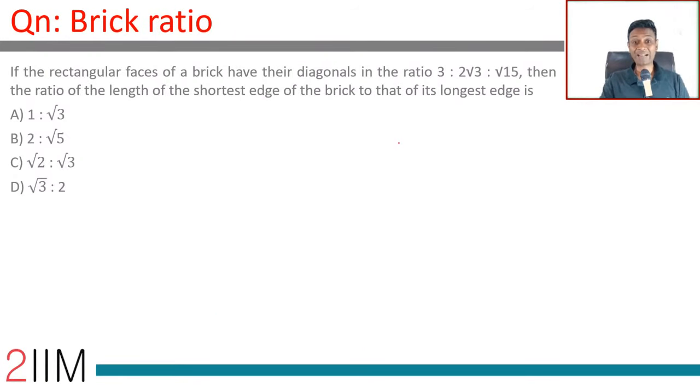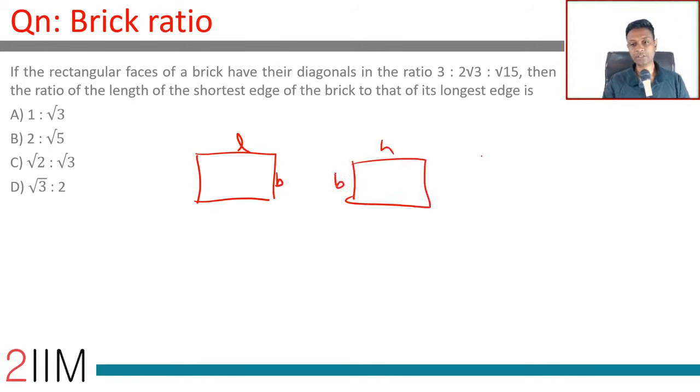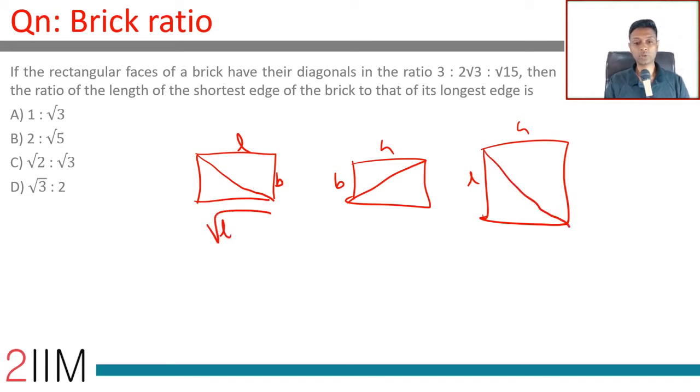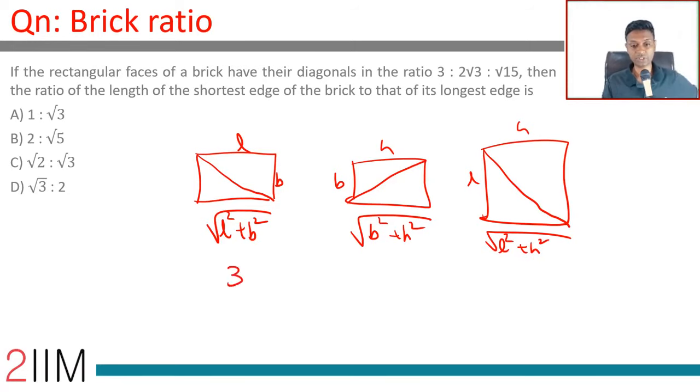The rectangular faces of a brick have their diagonals in the ratio 3:2 root 3:15. Fine. Think about L and B, B and H, L and H. Okay. Square root of L square plus B square, square root of B square plus H square, square root of L square plus H square. And the ratio 3:2 root 3:15. The order could be wrong, don't worry about it.